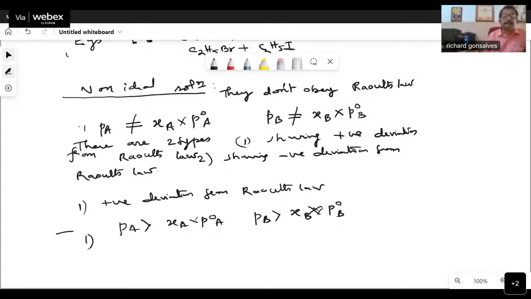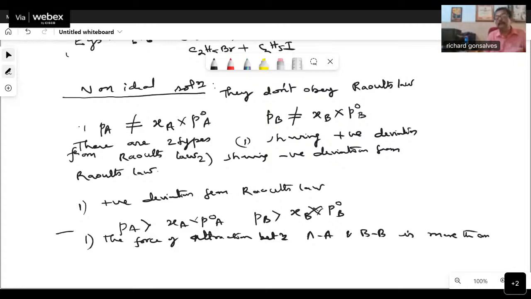One, the condition is the force of attraction between A and B is less than that between A and A and B and B. As a result, what will happen? When I mix A and B, the molecules try to move away. Instead of coming closer, they move away. As a result, they repel each other.